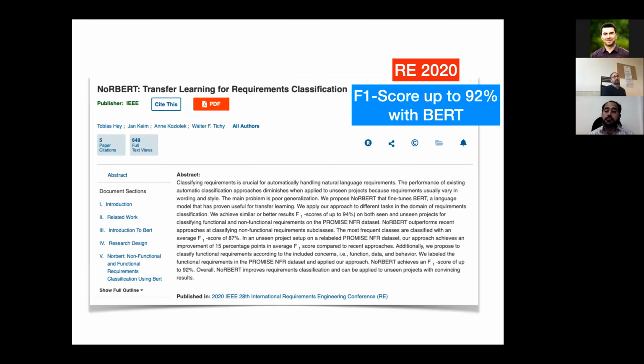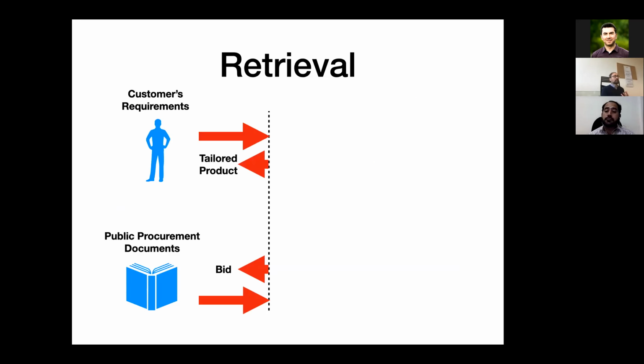One recent paper about classification is this one about NoRBERT, that is able to achieve a classification with an F1 score of up to 92%, and they use BERT. It was published at RE 2020, okay? This is a classical problem, with very good performance. So real problems can actually be addressed today with good performance.